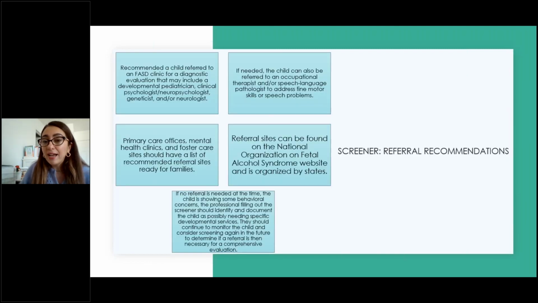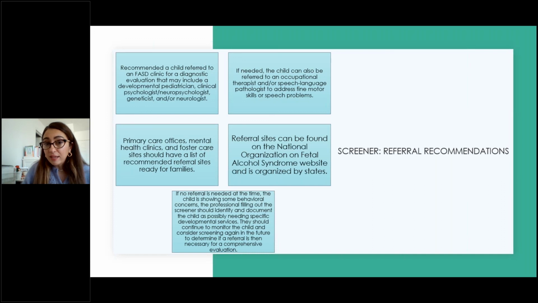So how do we decide based on these recommendations, based on the screener? What we can say is recommend that a child be referred to an FASD clinic, just like the Double R, Renewed Minds, for a diagnostic evaluation, which could include a developmental pediatrician, a psychologist, neuropsychologist, nurse practitioner, geneticist, neurologist. Again, the makeup of the team is based on what that clinic decides to put together, based on which diagnostic platform that they are following.